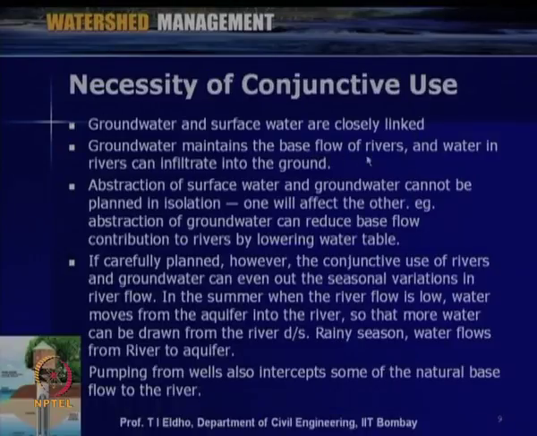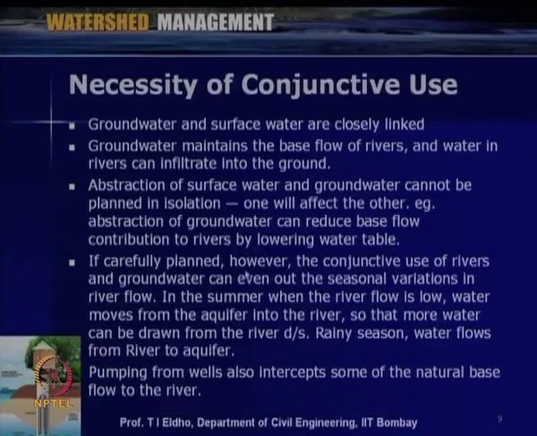Groundwater maintains the base flow of rivers, and water in rivers can infiltrate into the ground, so we cannot separate them. Abstraction of surface water and groundwater cannot be planned in isolation. As we discussed, there is interaction between the aquifer and the stream or river. When we extract water from the aquifer, the other source will be affected, and when we over-extract surface water, there will be an effect on the groundwater. One affects the other. For example, abstraction of groundwater can reduce base flow contribution to rivers by lowering the water table. That is why we have to go for conjunctive use.